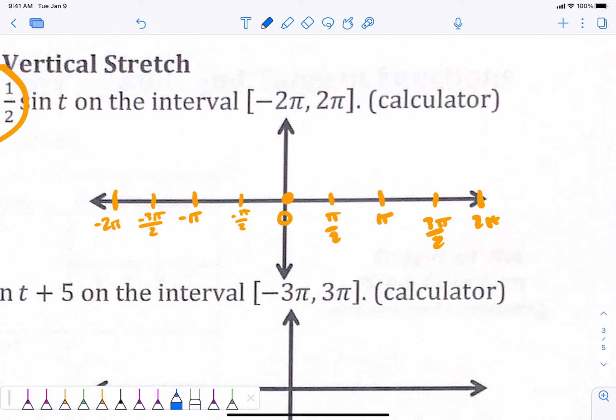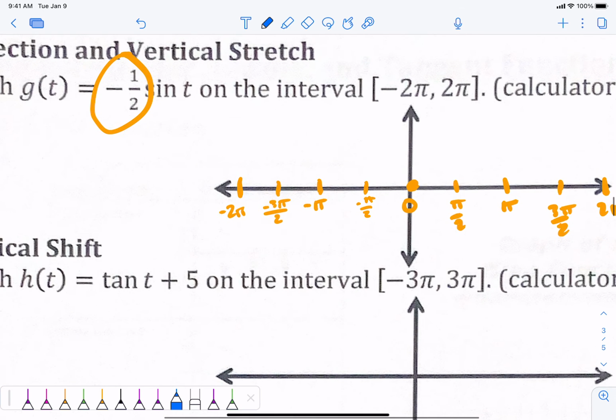Okay. All right. So what does the 1/2 in front do? Well, it makes it shorter. So the amplitude is now what? 1/2. Is it -1/2 or +1/2?